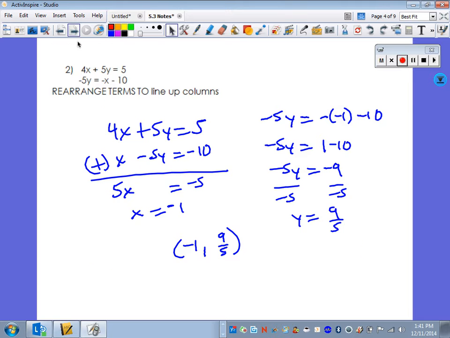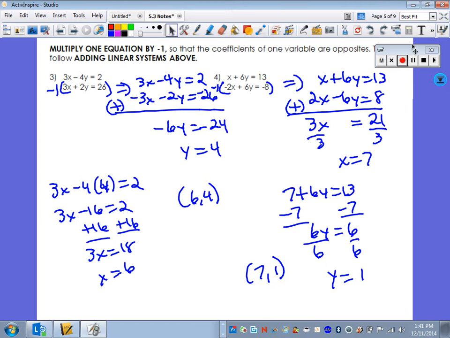Now here, it's not as simple as just adding. We have to change the problem in order to make it work. We had 3x minus 4y equals 2, and 3x plus 2y equals 26. I'm reading it so that you can copy it down correctly. I'm going to multiply the second one by negative 1 because that will cause the x's to fall out. Then I added them after I changed all the signs, and you end up with negative 6y equals negative 24. Divide by negative 6, y is 4.